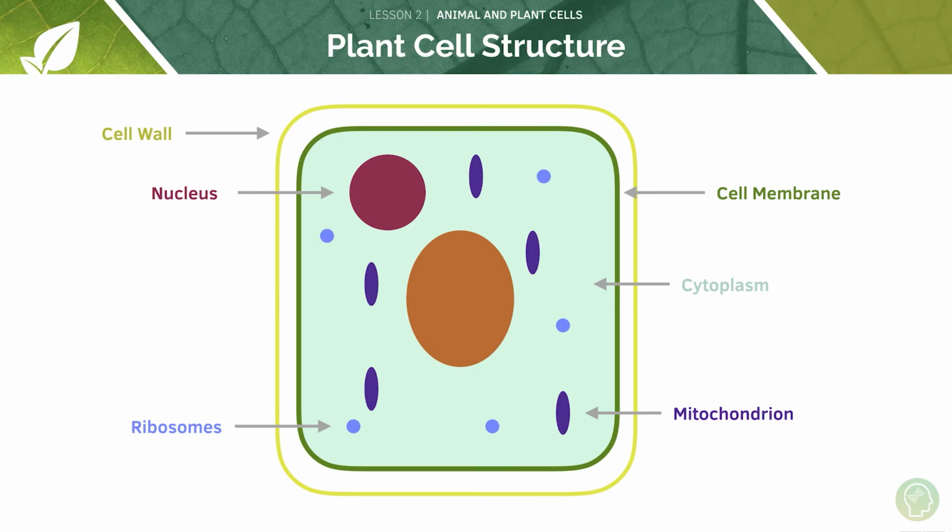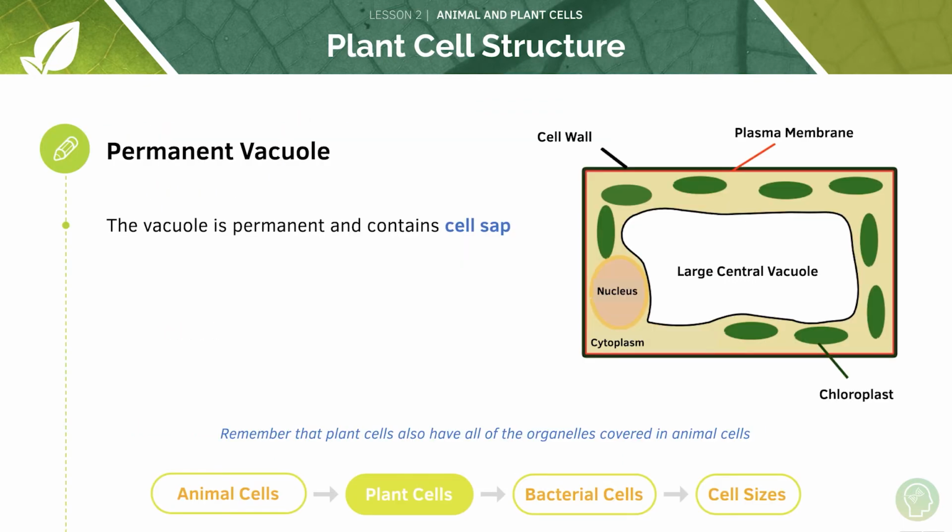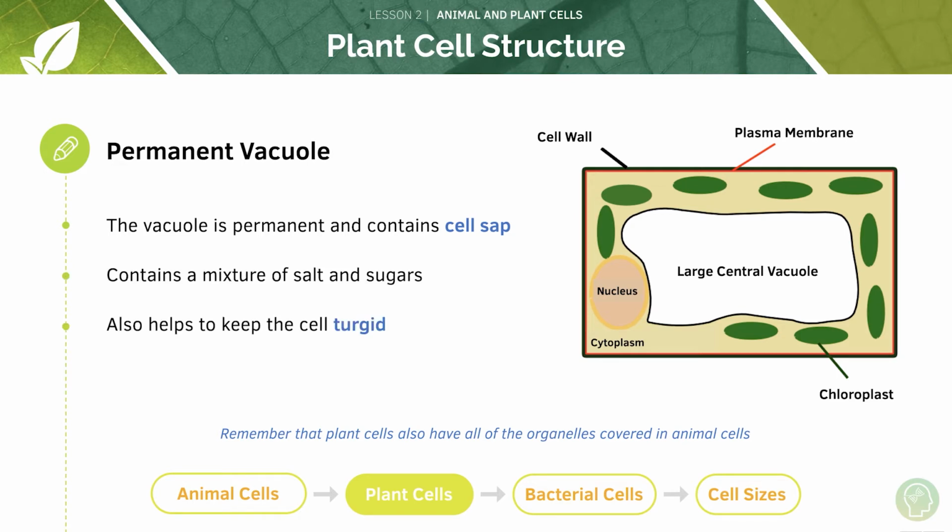So now let's take a look at a second structure that is different between plant cells and animal cells, and that's this large structure in the middle of the cell that we've drawn here, and we call that the vacuole. So the vacuole contains sap, which is a mix of salts and sugars. It also helps to keep the cell turgid, which means keep it firm.